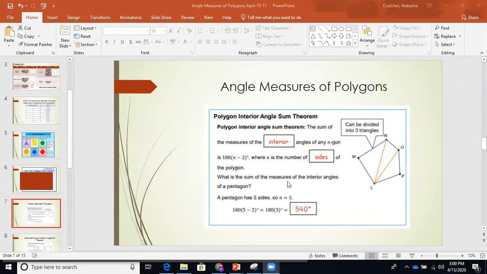So what is the sum of the measures of the interior angles of a pentagon? A pentagon has 5 sides, so n equals 5. Inserting it into our formula, 180 times n, which was 5 minus 2. 5 minus 2 is 3, times 180, is 540 degrees. Okay, all right, moving on.